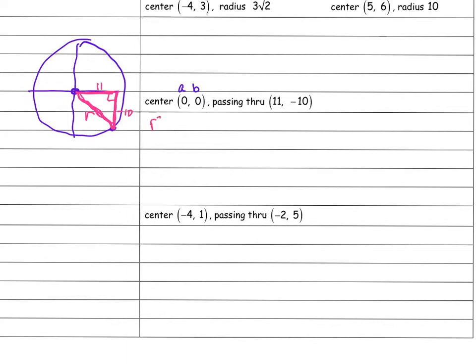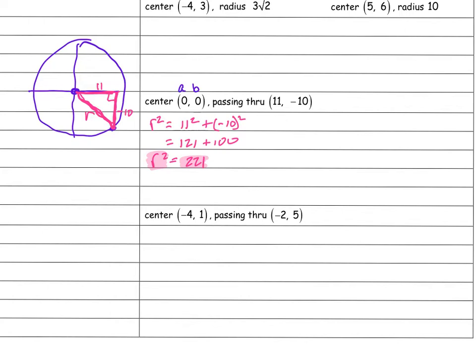So I know that r squared equals 11 squared plus negative 10 squared. So that's going to be 121 plus 100. So r squared equals 221. And look, I have right here, it tells me that r squared equals 221. So I know what r squared is. I don't have to find out what r equals, because technically for my equation, I need to know what r squared is anyways.